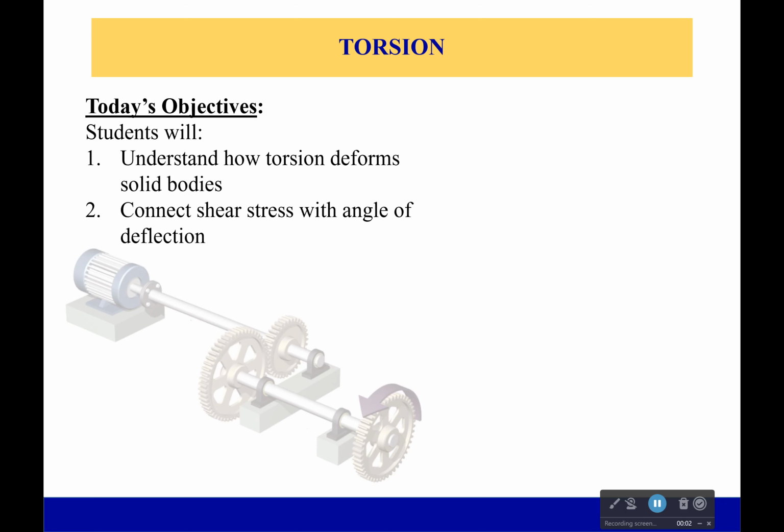So this time we're in chapter 6. We made it. Who would have guessed? So what we're going to talk about today is how torsion deforms solid bodies, and we're going to be able to connect the shear stress with the angle of twist. Shouldn't be deflection, it should be twist.